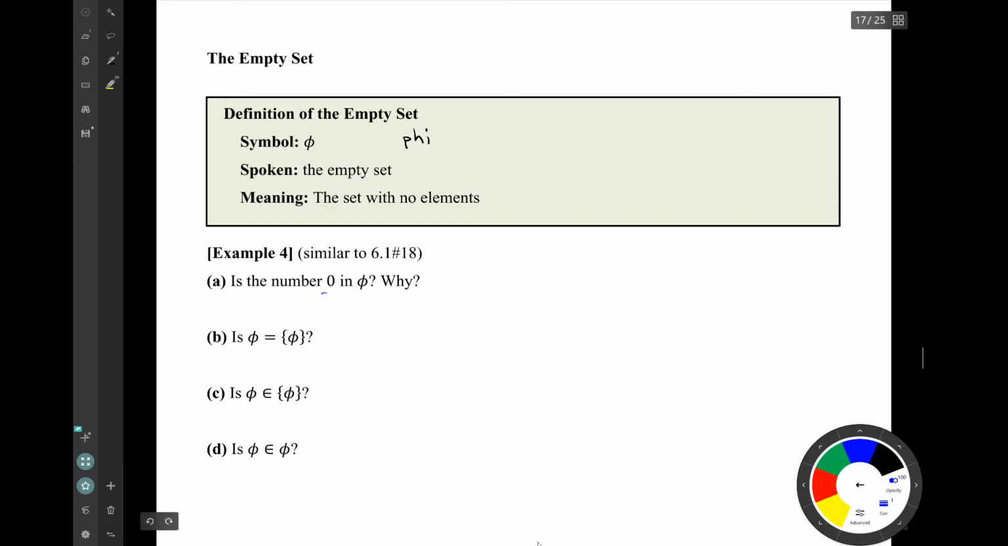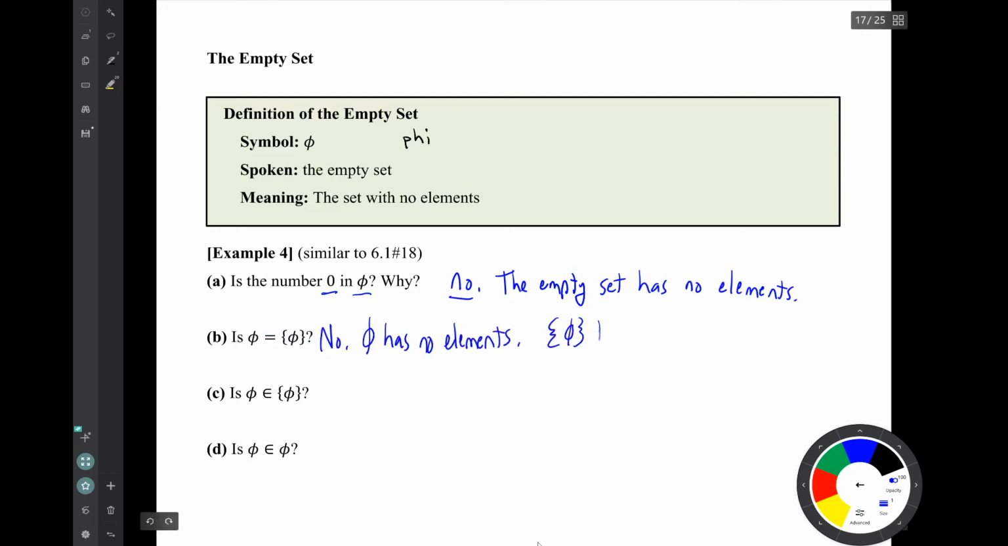Is the number 0 in the empty set? Well, no, because the empty set has no elements. Okay, question B. Is the empty set equal to the set containing the empty set? Well, no. The thing on the left is a set with no elements. The thing on the right is a set that has one element. So those two things can't be equal.